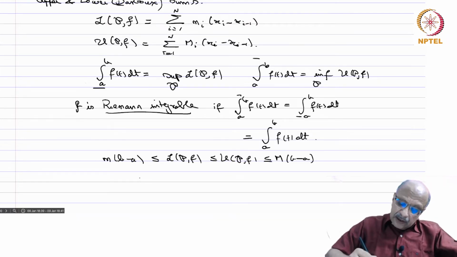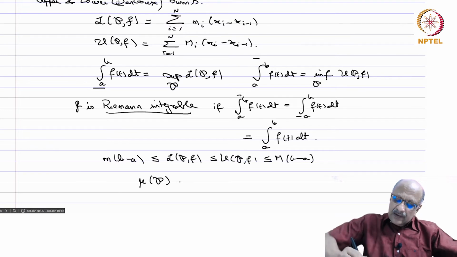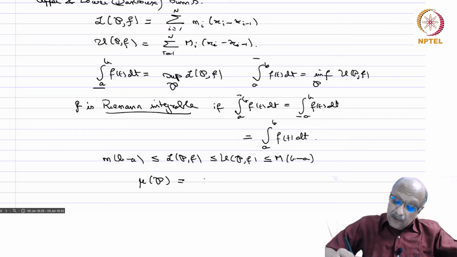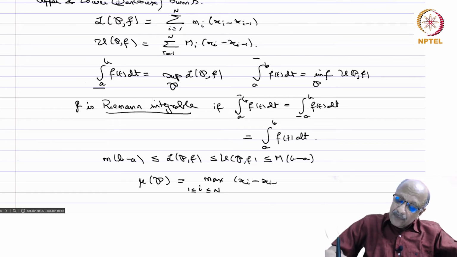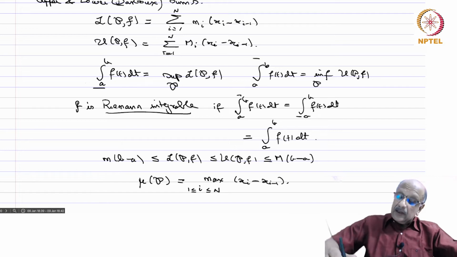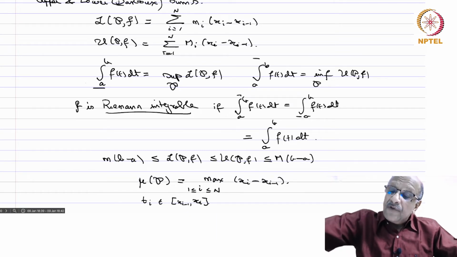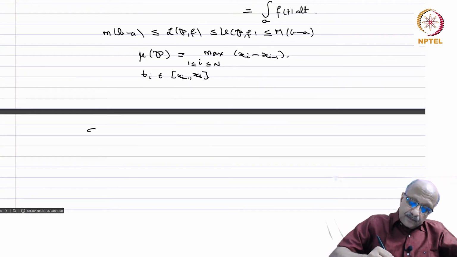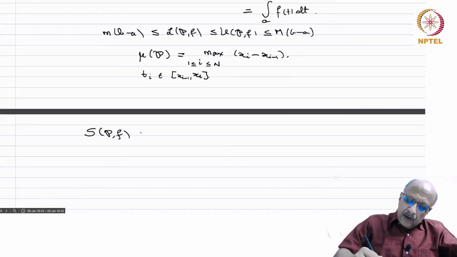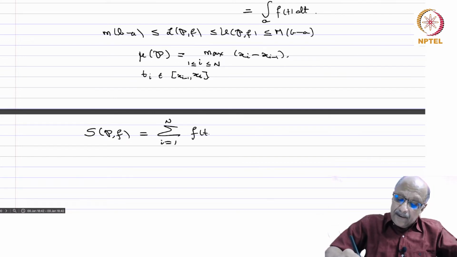Now if you have a partition P, we define the mesh size of the partition to be the maximum of the lengths of the subintervals, the maximum over 1 less than or equal to i less than or equal to n of x_i minus x_{i-1}. So you take the largest possible one. Now if you take t_i to be a point belonging to [x_{i-1}, x_i], then we define the following sum: S(P,f) is equal to the sum, like Cauchy did, from 1 to n of f(t_i) times (x_i minus x_{i-1}).